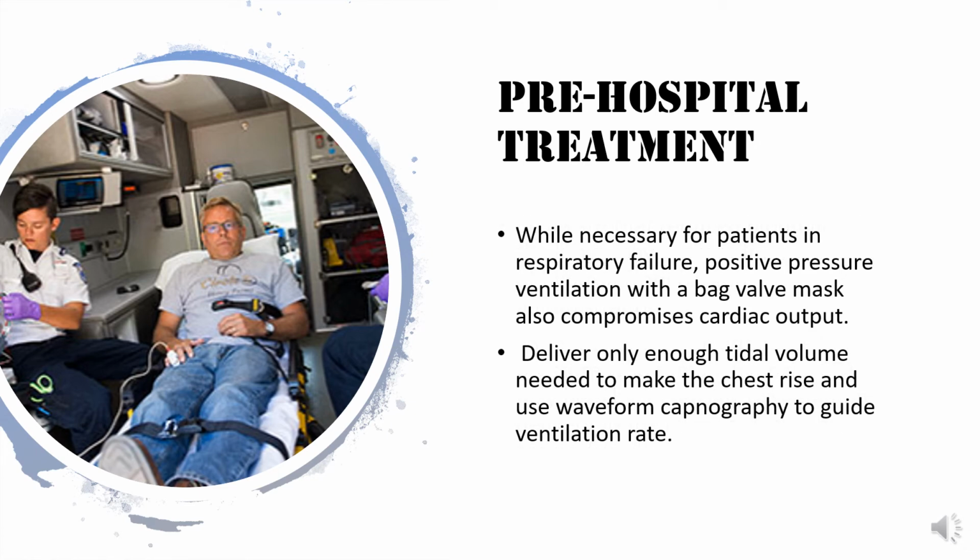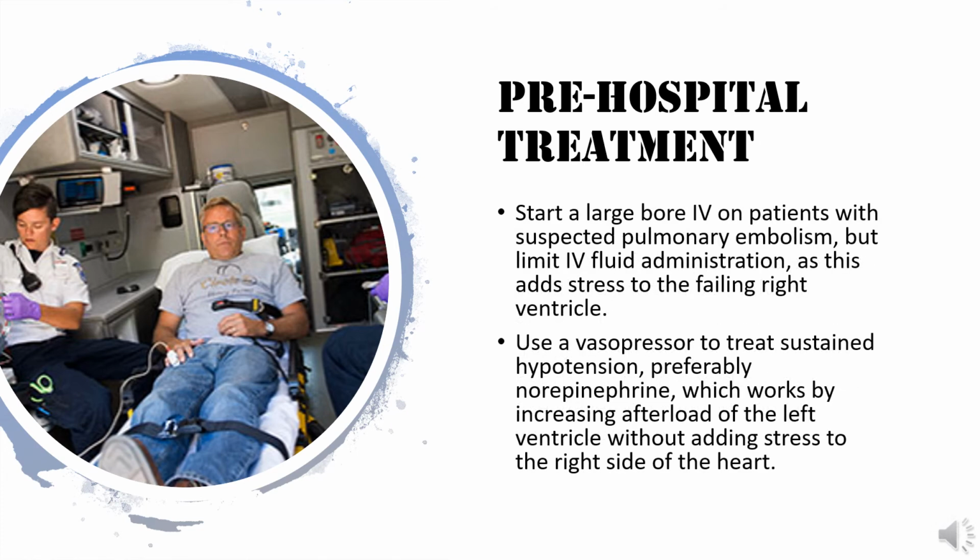While necessary for patients in respiratory failure, positive pressure ventilation with a BVM also compromises cardiac output. Deliver only enough tidal volume needed to make the chest rise, and use waveform capnography to guide ventilation rate. You should also start a large bore IV on patients with a suspected pulmonary embolism, but limit IV fluid administration, as this adds to the stress of the failing right ventricle.